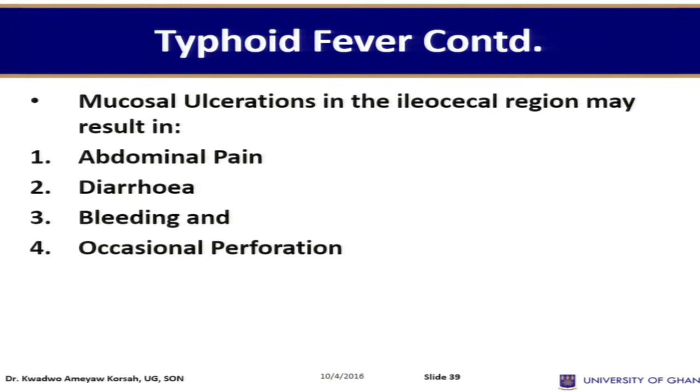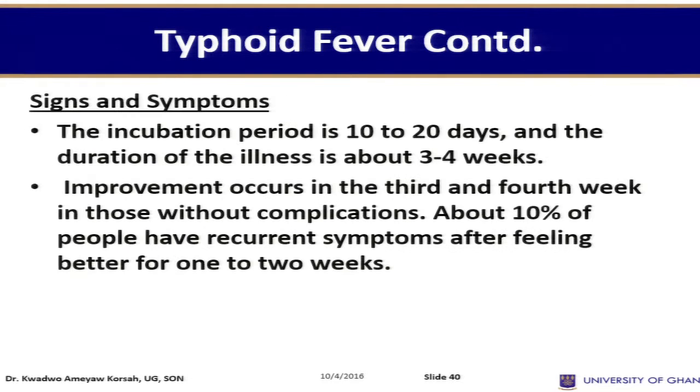And so mucosal ulcerations in the ileocecal region may result in abdominal pain, diarrhea, bleeding, and occasional perforation is likely to occur. Symptoms and manifestations, or general clinical manifestations, we look at the incubation period. So the period for incubation is 10 to 20 days, and then the duration of illness is about 3 to 4 weeks. And then improvement occurs in the 3rd and 4th week in those without complications, and about 10% of the people have recurrent symptoms after feeling better for 1 week to 2 weeks.